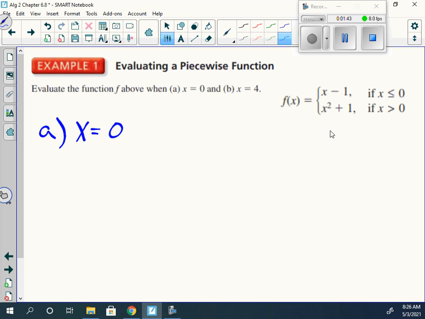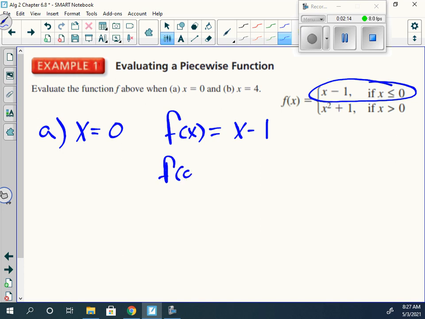So they both have 0, yes? Since x is equal to 0, that makes the left statement true. X is less than or equal to 0. Well, 0 is less than or equal to 0. It makes that statement true. So we're looking at when f of x is equal to x minus 1. This is the function we're going to use because the value of x satisfied the conditions for this function here.